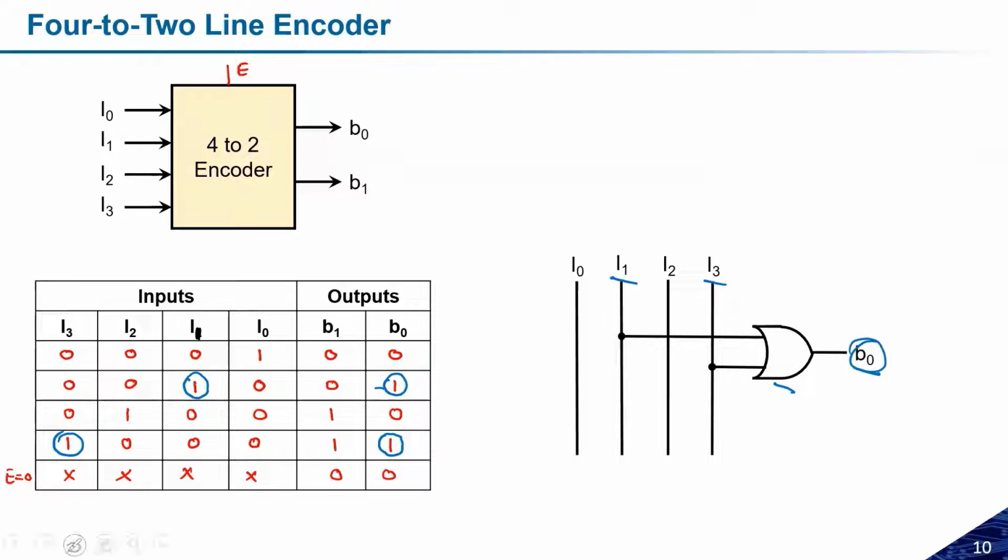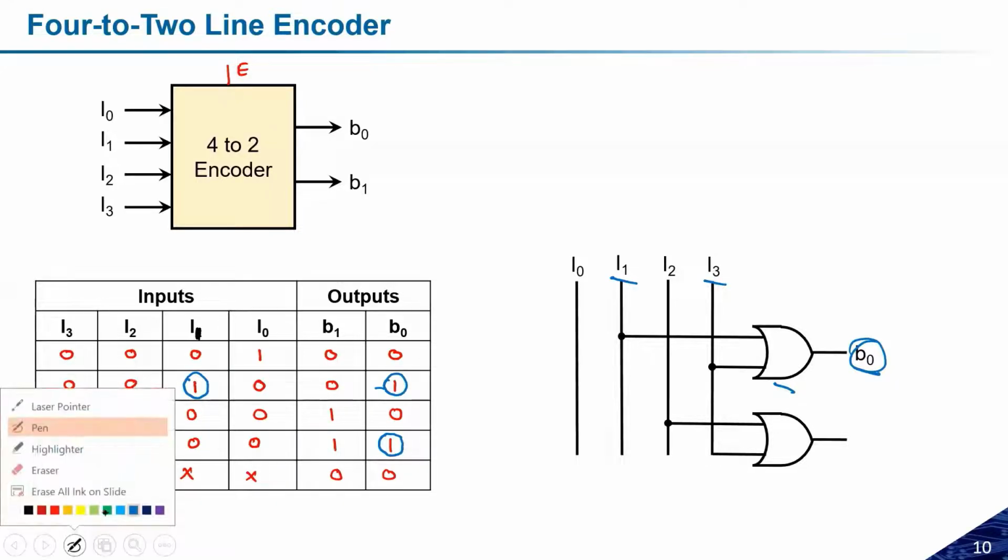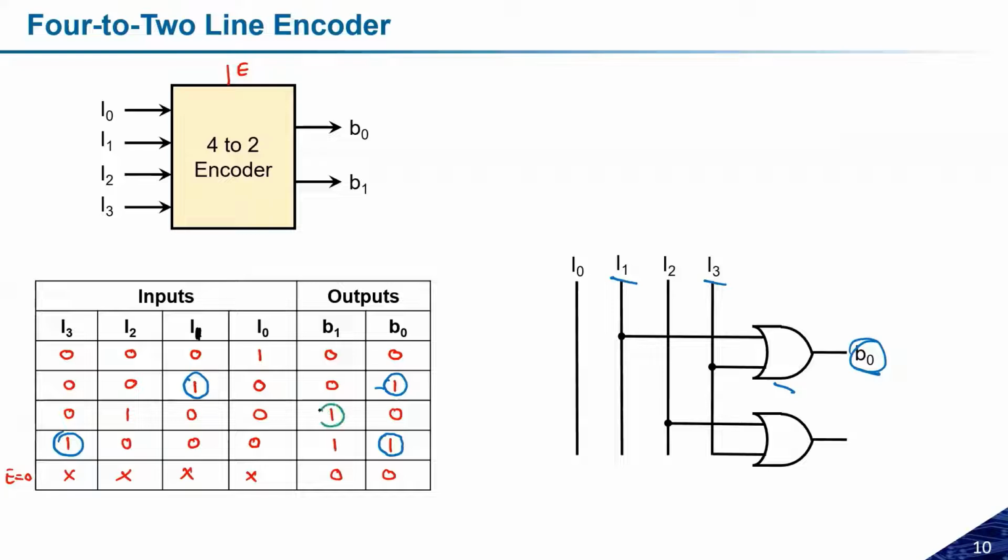In the second case, if I want to make B1, I can see here B1 is high in two cases. One case is this one, second case is this one. And if we see, the inputs responsible are I2 and I3. So this B1, we can design something like this.